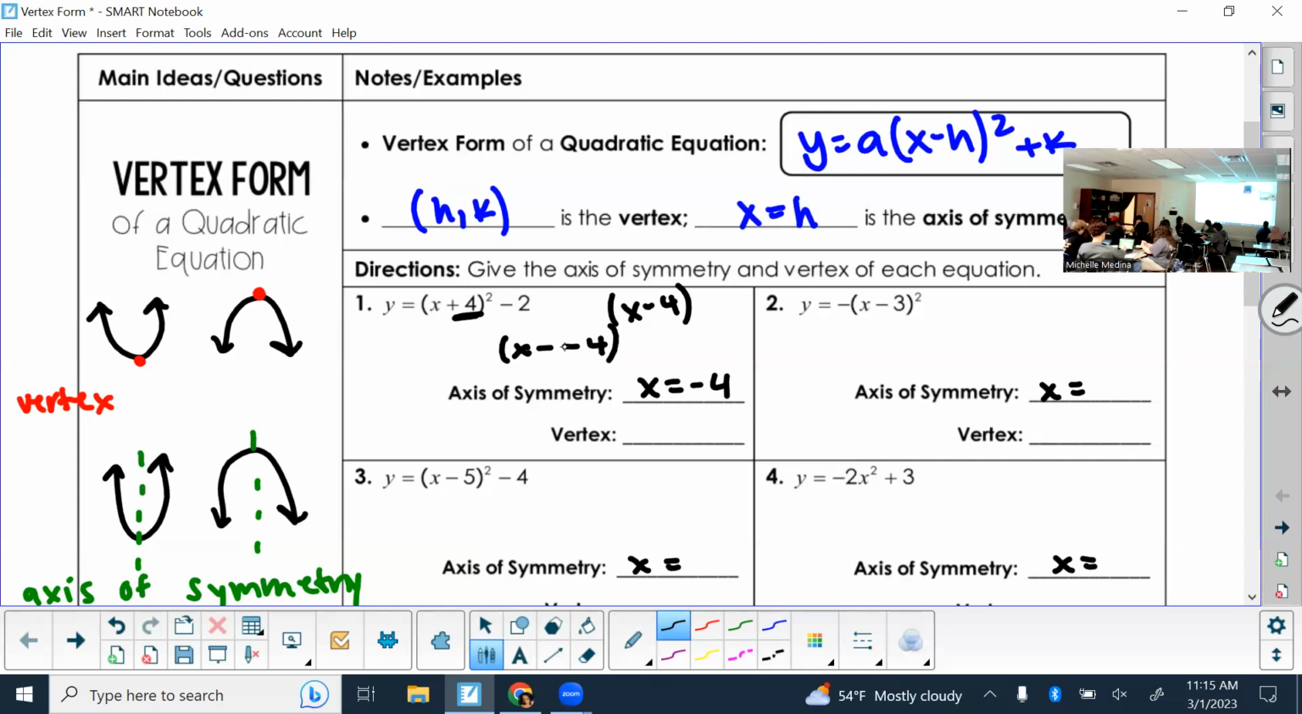So then let's look at number 2, for example. What did they plug in to make it look like that? A positive 3. Even try it. Try plugging it in. So minus 3. At least that's how it looks. Okay, question? So what did they plug in here for my axis of symmetry? A positive 5. What would be my axis of symmetry in number 4?